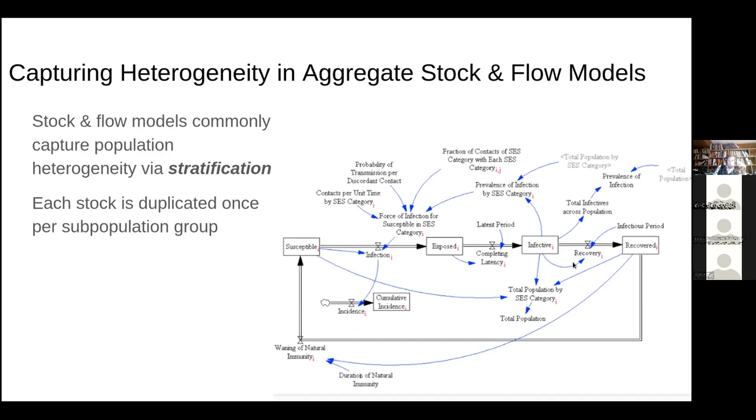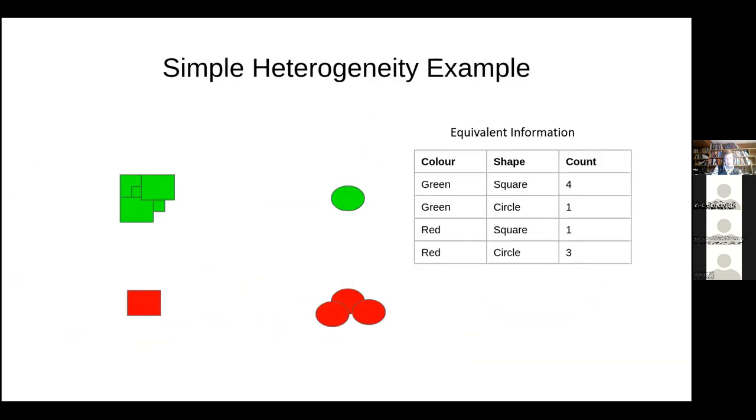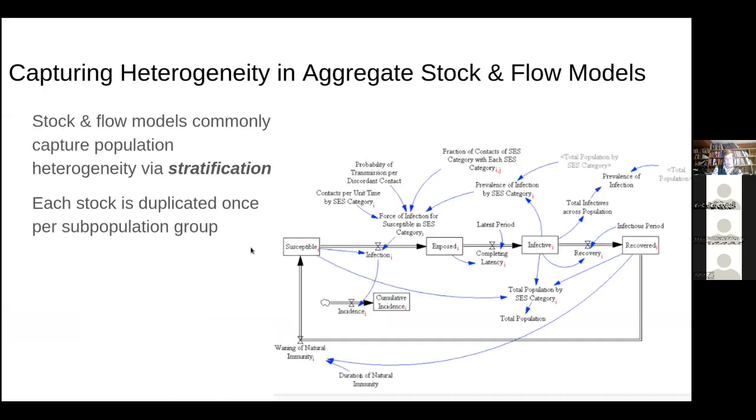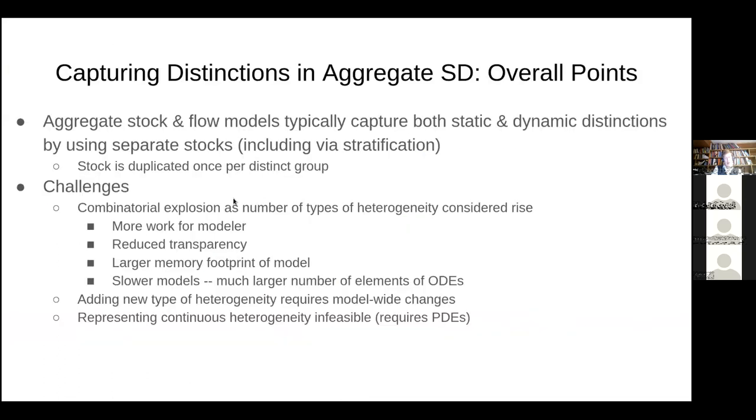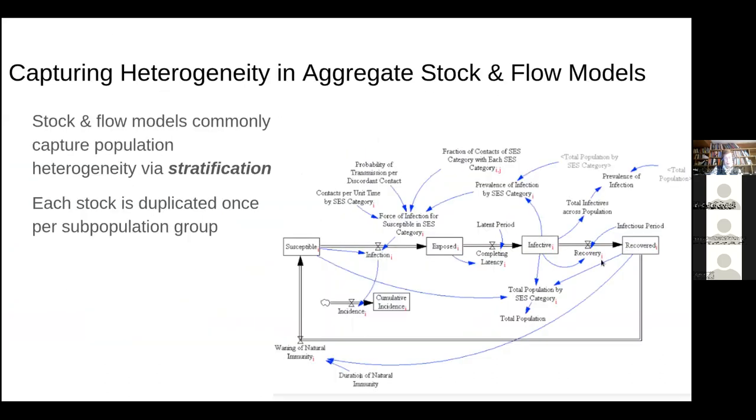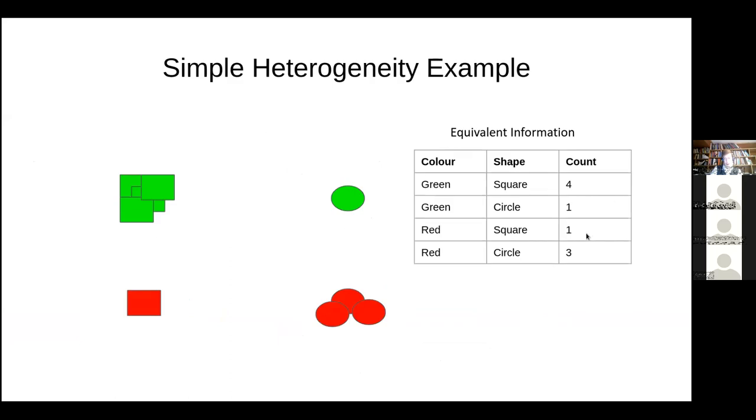Okay, in a stock and flow diagram, we're going to be harking to something more along the lines of this enumeration. As a reminder, each stock is duplicated once for each subpopulation group. So we'd have susceptible males, susceptible females, for example. And we capture that heterogeneity by separating them out and then counting the number in each group.